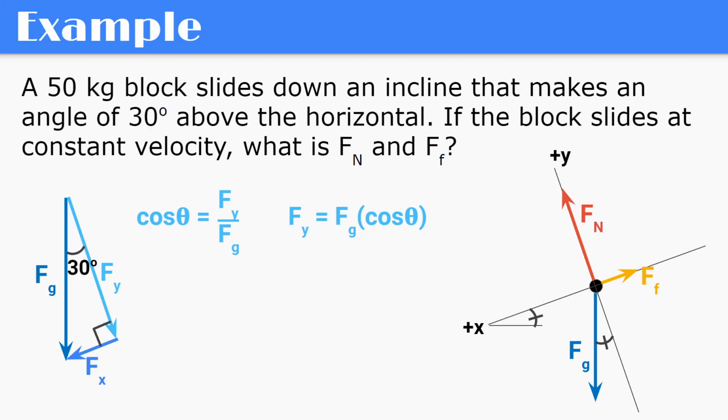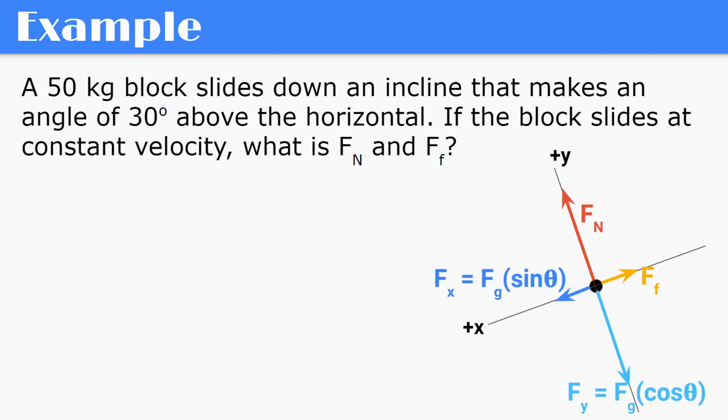I can do the same thing to solve for Fx, except Fx is opposite my angle, so I will be using sine of the angle theta equals Fx over Fg. If I want to solve for Fx, I can multiply both sides by Fg. So the x component of my gravitational force is equal to Fg sine theta. The y component of my gravitational force is equal to Fg times cosine theta. We can use these later on in our calculations when we go to find Fn and Ff. I'm going to label them onto my diagram in a second.